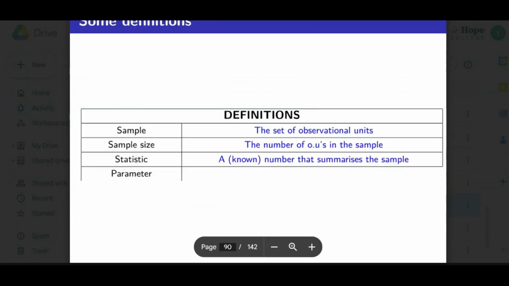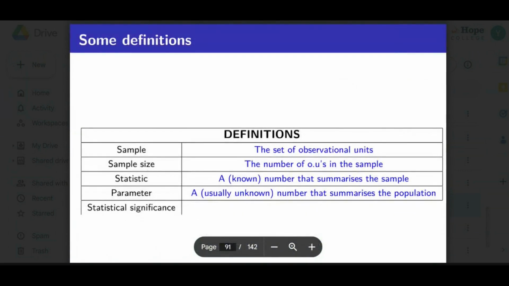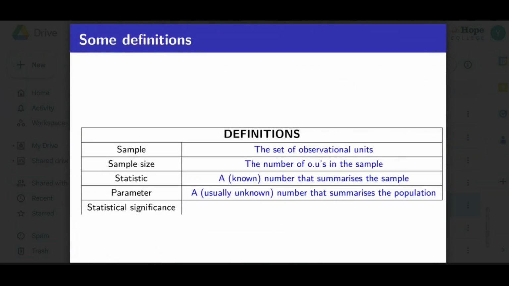So typically, when I say it's unknown, okay, I have to put a disclaimer. It's usually unknown because can you find out the population parameter? Yes, if you do a census.